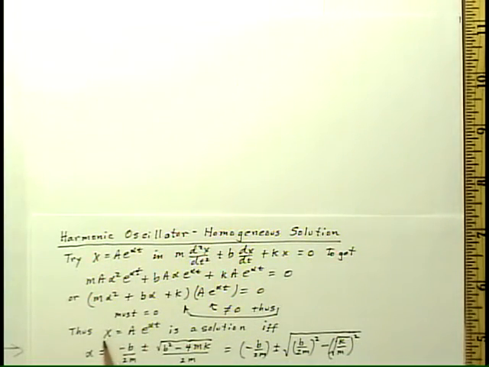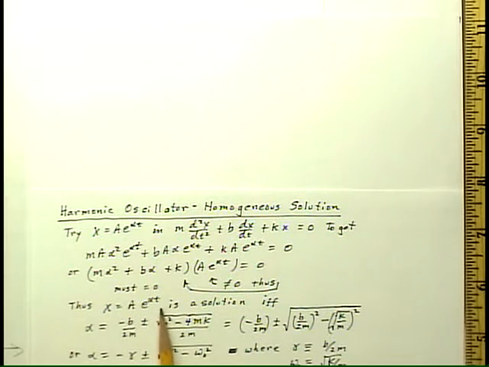Thus we get x is equal to a e to the alpha t is a solution if and only if alpha, and now we set this equal to 0 and solve the quadratic equation, alpha must be equal to minus b over 2m plus or minus the square root of b squared minus 4 times m times k over 2m.